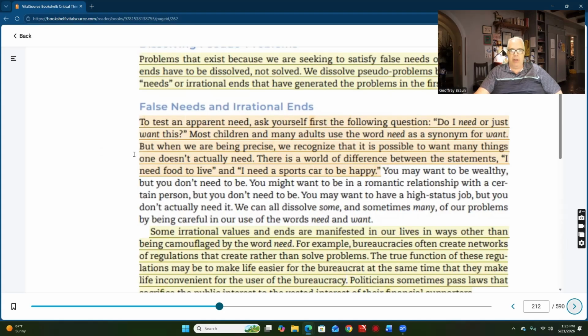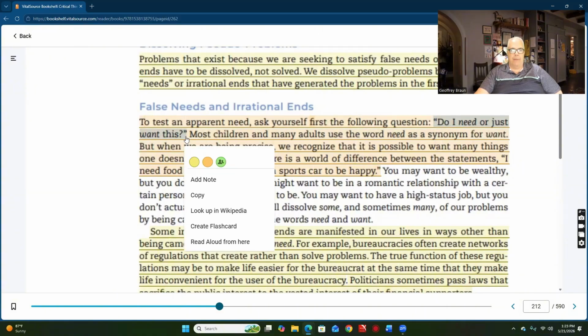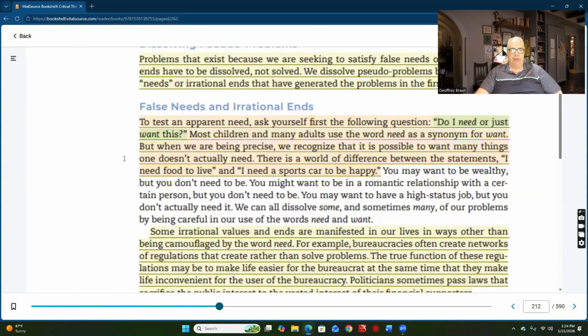To test an apparent need, ask yourself first the following question: do I need or just want this? Ooh, that's a good one. That's an important one, do you really need it or just want it, right?